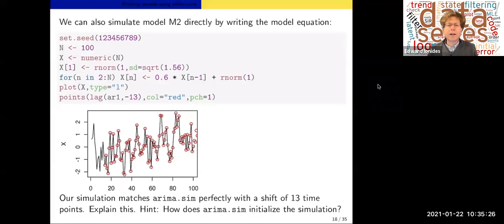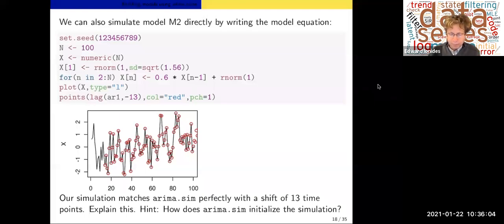It's kind of interesting when you also superimpose points generated by arima.sim. When I tried, I found I had to set a lag of 13 to make this work out. And when you do a lag of 13, the points perfectly superimpose. So how do you explain this? You can pause the video if you want to ponder it, but I'll give you an answer.